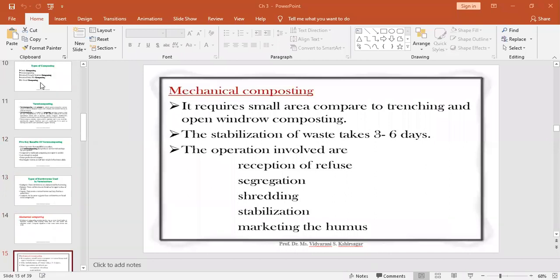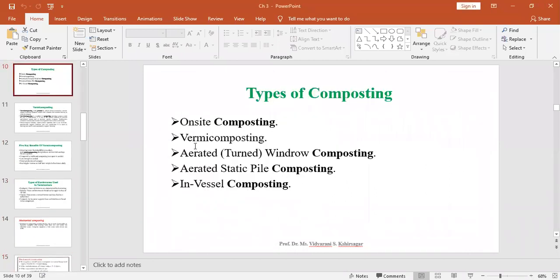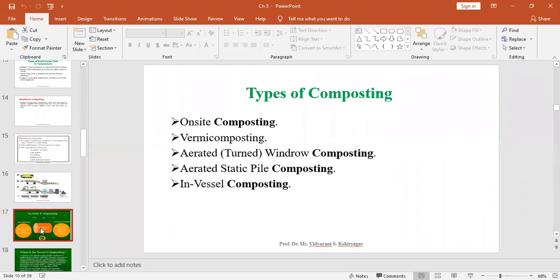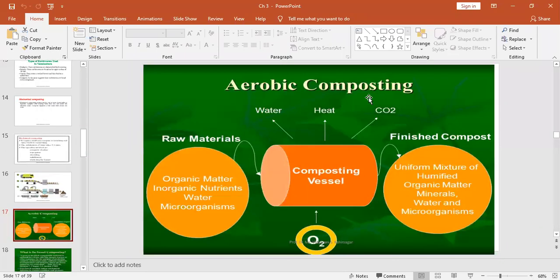We have discussed open composting, on-site composting, vermicomposting, and windrow composting and pile composting, which are nothing but the above methods we have discussed, that is the Nanded and Bangalore methods. Now we are going to discuss the vessel composting method. How does it look? It is an aerobic composting method.